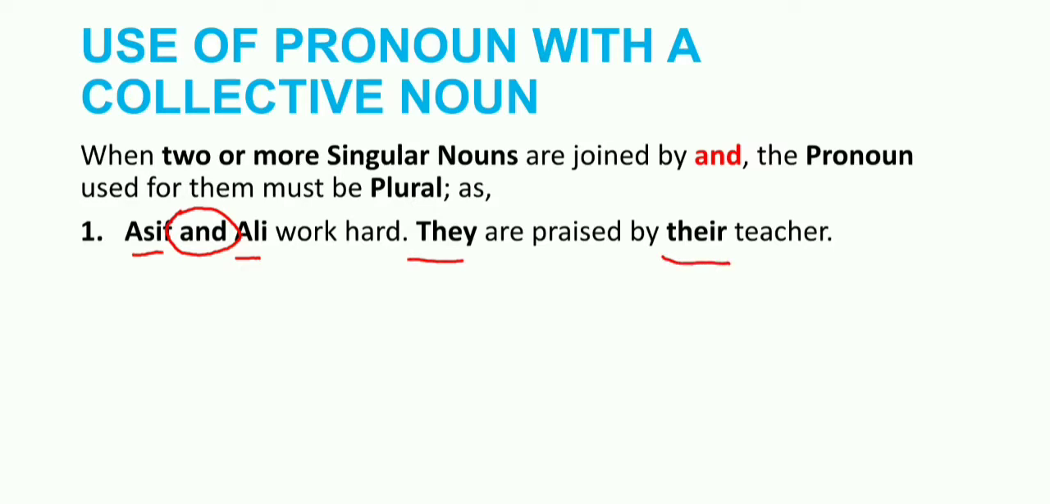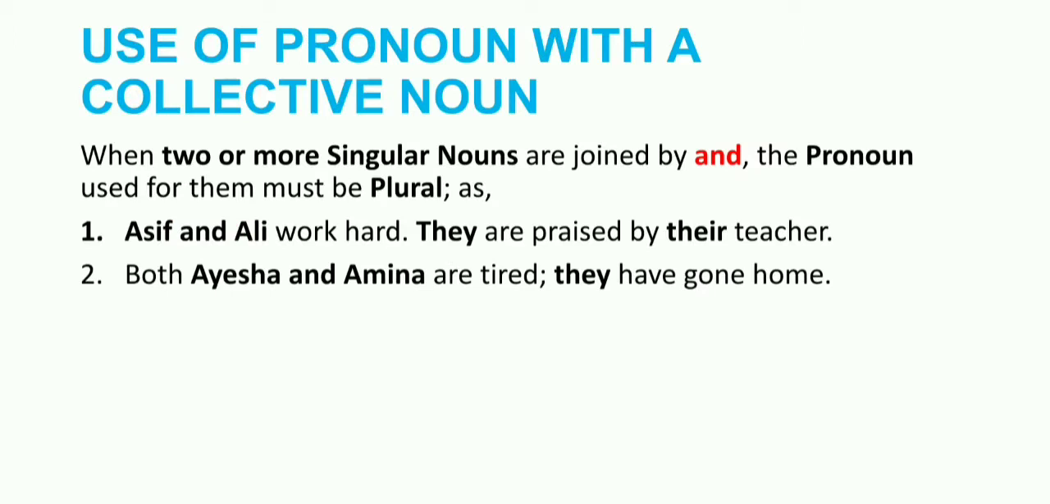We have another example: both Aisha and Amina are tired. They have gone home. Here we have two nouns, Aisha and Amina, and they are joined by the same word and.